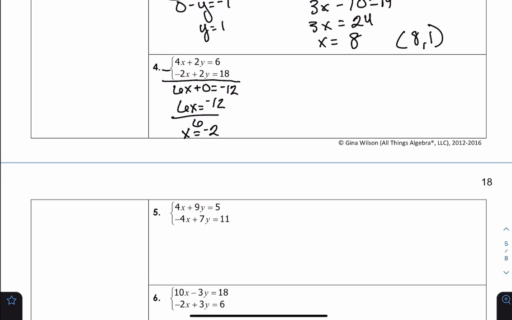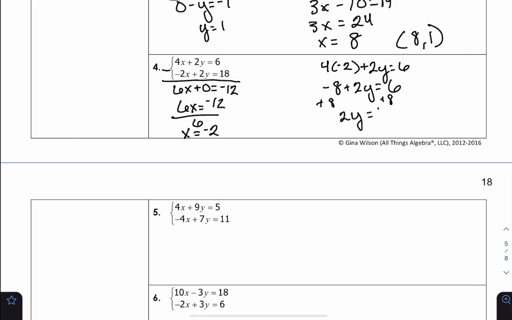So now we can plug that back into one of our original equations and do 4 times negative 2 plus 2y equals 6. Negative 8 plus 2y equals 6. Add 8 to both sides, and we get 2y equals 14, meaning that y equals 7. So our final solution is going to be negative 2, 7.